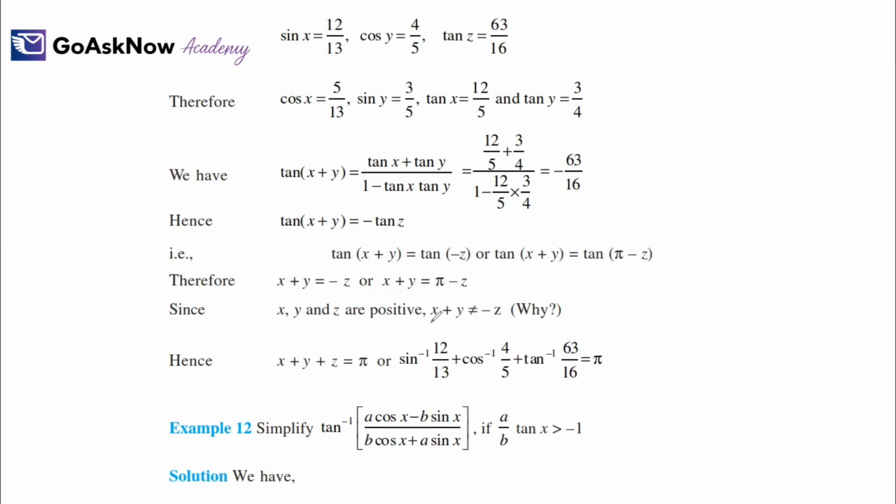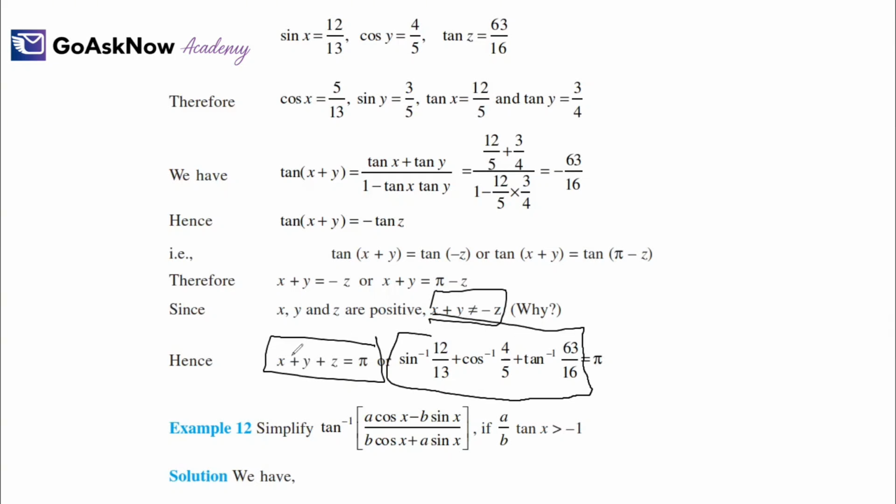This one is a wrong statement. So we will take x plus y is equal to pi minus z, or x plus y plus z is equal to pi. That will give you sine inverse 12 by 13 plus cos inverse 4 by 5 plus tan inverse 63 by 16 equal to pi, because the x value is this, the y value is this, and the z value is this. We have already seen that. So I hope that you got the question.